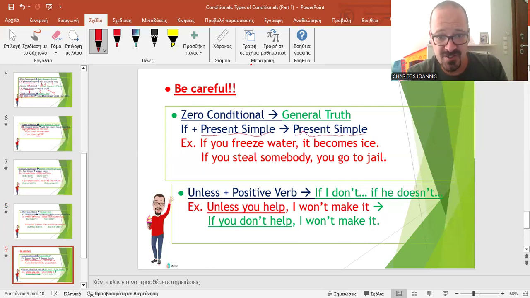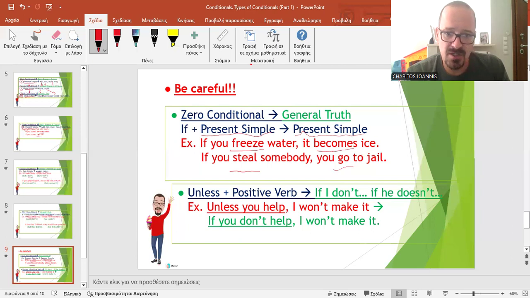So if you freeze water, freeze, present simple, it becomes ice. Every time you freeze it, every time you get ice. That's a natural reality. If you steal money, you go to jail, you go to prison. Every time you steal money, every time you go to jail. That's a social reality. In both cases, we're referring to a general truth.